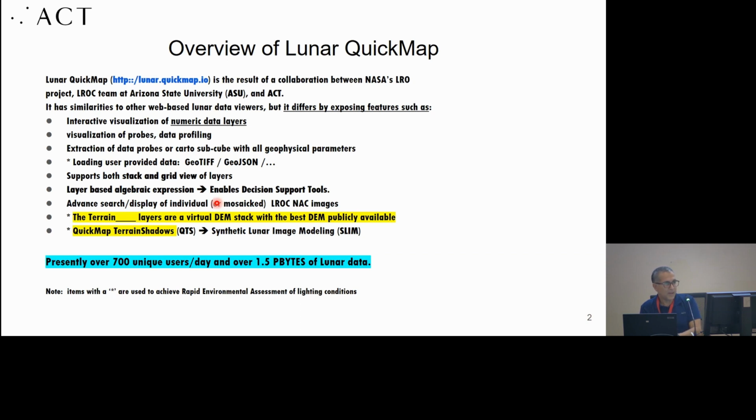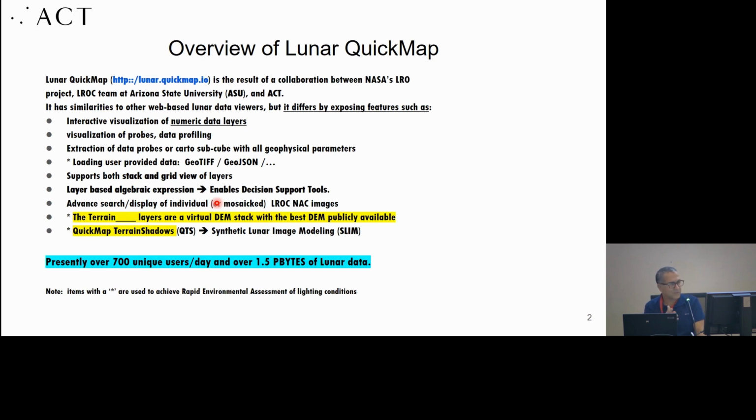And that's very powerful because it gets updated automatically every time ASU does an update to PDS. Then there's another tool called QUICKMAP Terrain Shadows that allows you to do synthetic lunar image modeling. So you can simulate shadows, even at the poles where some of the shadows can come from 100 kilometers away. And as a function of time, and this can be very precise computations, or it can be very interactive also.